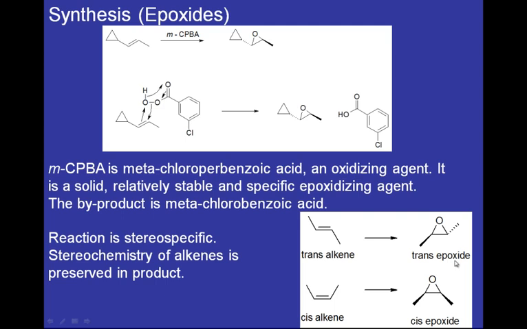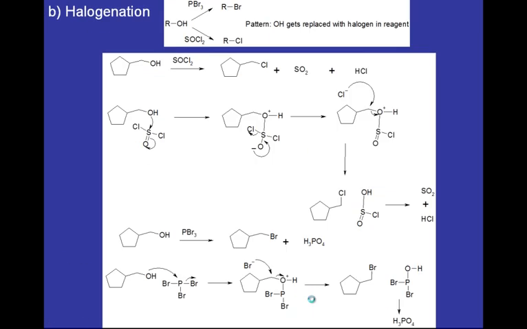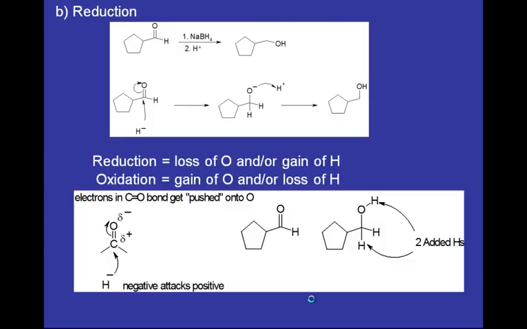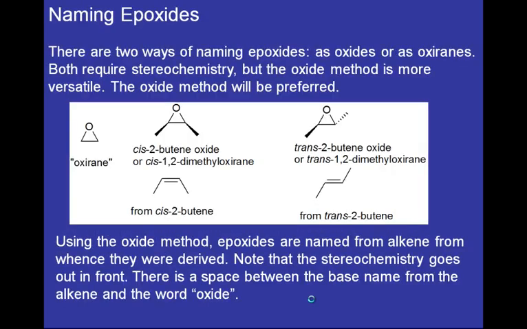If you start off with a cis alkene, you'll end up with a cis epoxide. I want you to note how you can tell if an alkene is cis or trans. A trans alkene is always going to look like a zigzag, while a cis alkene is always going to look like a cup around the double bond. Alright, so I'm going to go back here and take a look at some examples, and then I'll do some examples as well for you so that you can make sure you understand the concept of naming epoxides.